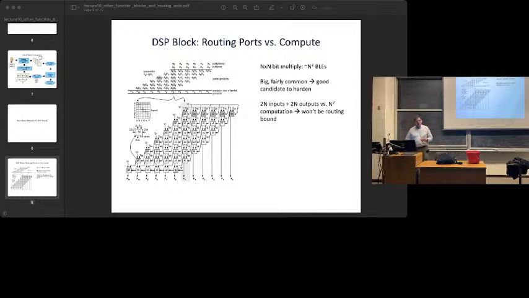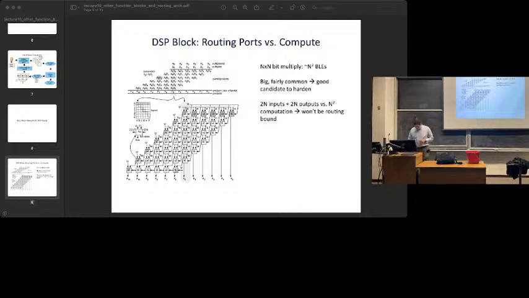It's also fairly common. People do a lot of multiplication, particularly in things like signal processing and nowadays in deep learning, and those are important applications. So it checks both those boxes. Relatively big, relatively common. But then we need to check routing ports.